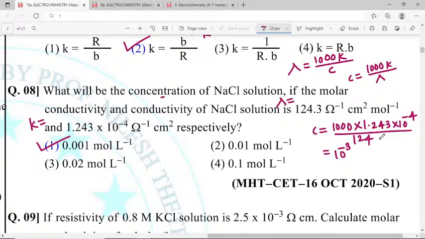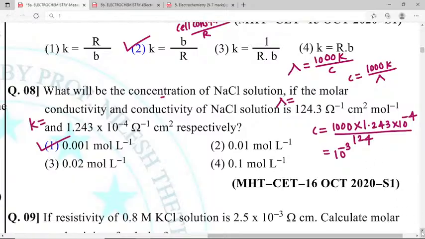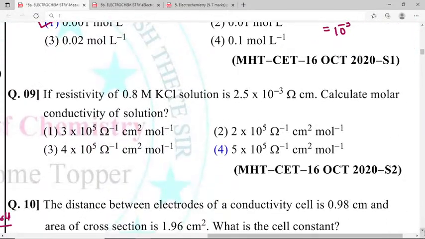Then what is the formula? 1000 K by C. If resistivity of, so this is the concentration, resistivity, so this is the rho. Calculate the molar conductivity. Molar conductivity is equal to K.